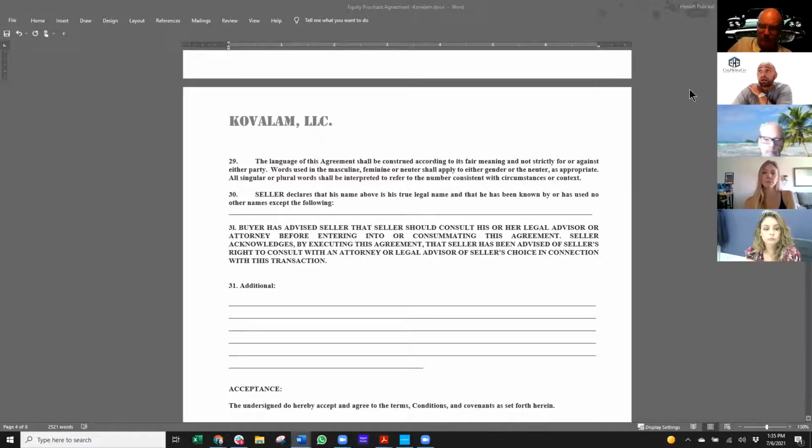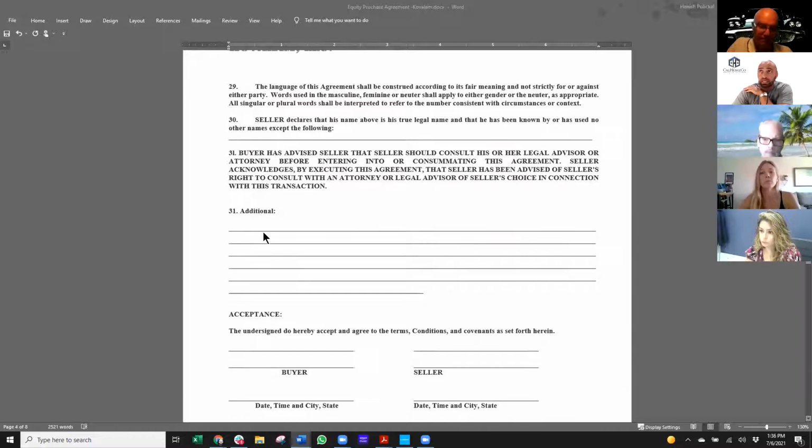Okay. Buyer has advised seller that seller should consult his or her own legal advisor or attorney before entering into or consummating this agreement. Seller acknowledges by executing this agreement that seller has been advised of seller's right to consult with an attorney or legal advisor of seller's choice in connection with this transaction. Go talk to your lawyer, please. If you want to pay someone to review this with you, then by all means, I'm not going to stop you from doing so. That would be wrong of me to do.